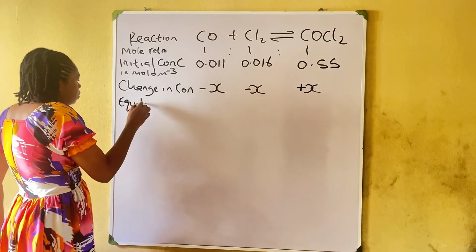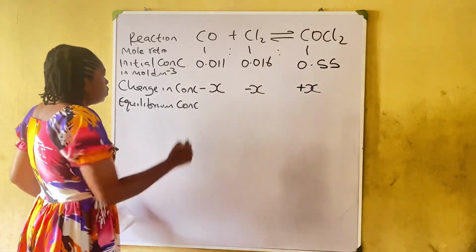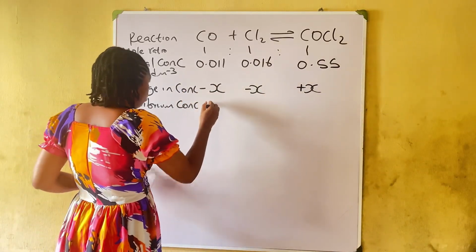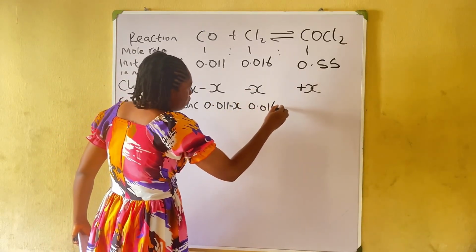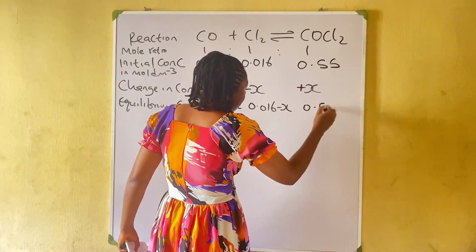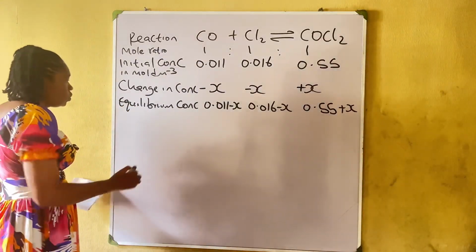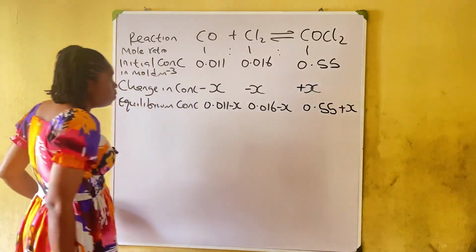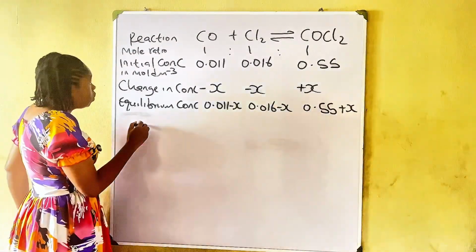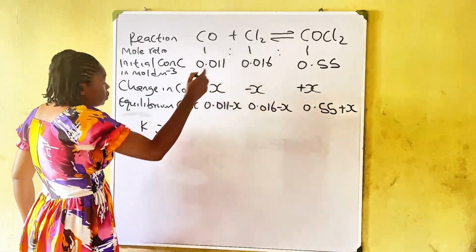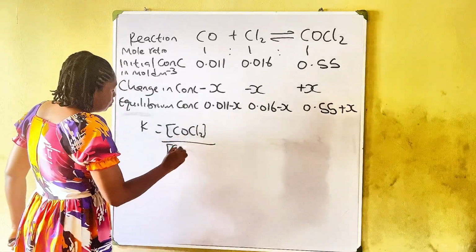Equilibrium concentration. So we're going to add these together: 0.011 minus S, 0.016 minus S, and 0.55 plus S. All these are in mole per dm cube. The next thing we're going to do is apply the law of mass action. So K is equal to the concentration of product all over that of reactant.